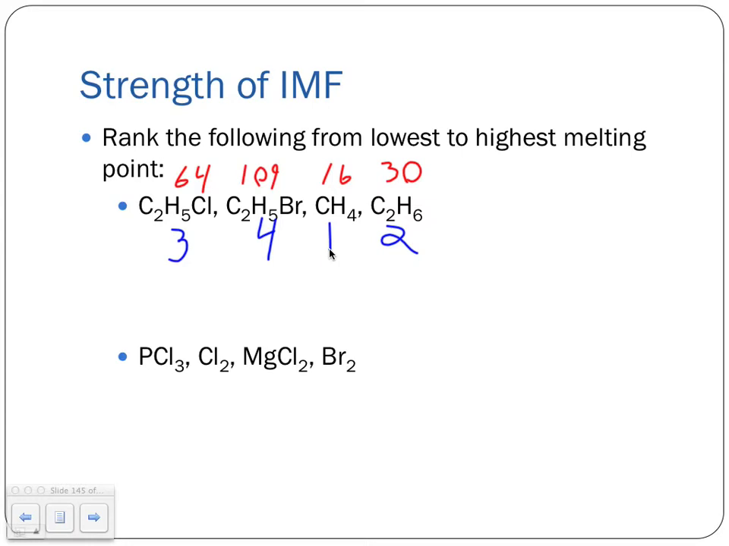All right, last one. We're going to rank these PCl3, Cl2, MgCl2, and Br2 from lowest to highest melting points. So the first thing that probably stands out is that MgCl2 suspiciously looks like it might be ionic. Let's double check it, because if it is, it definitely has the highest melting point. Magnesium is 1.31 for the electronegativity. Chlorine is 3.16, so not quite. It is going to be covalent, but it's very, very polar.